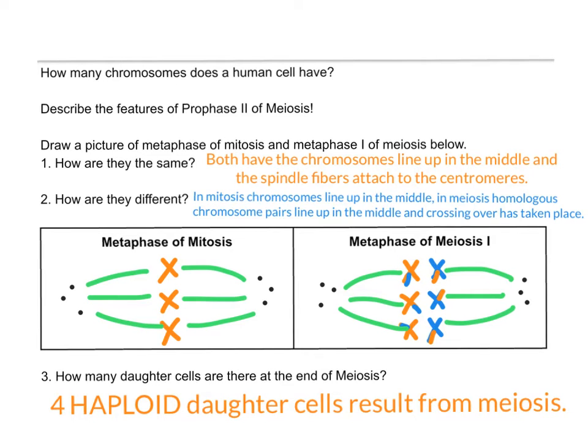So when we take a look at metaphase 1 of mitosis and meiosis, just continuing on with that, we see that we have our single chromosomes in mitosis compared to our homologous pairs in meiosis. And then how many daughter cells are there at the end of meiosis? We end up with 4 haploid daughter cells, which means they are going to have half of that genetic material.